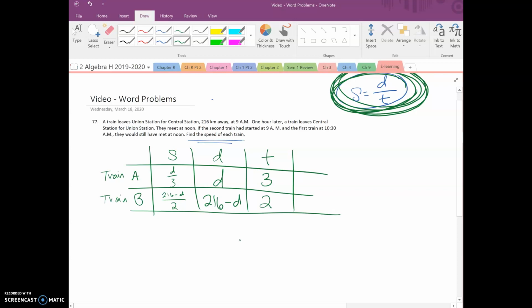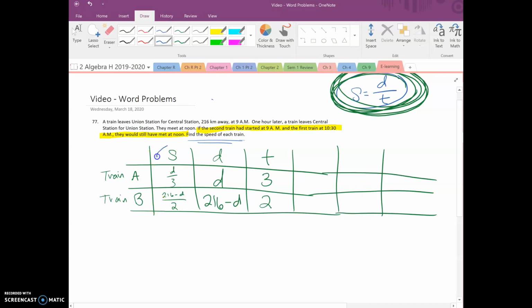What information did we not record yet? We didn't look at this whole second to last sentence. It said if the second train had started at 9 and the first had started at 10:30, they would still have met at noon. Okay, here's what I want to do for that. I want to extend my table. This doesn't happen every time you do a time distance chart, but this time it is. I want to make another 3 categories for speed, distance, and time.